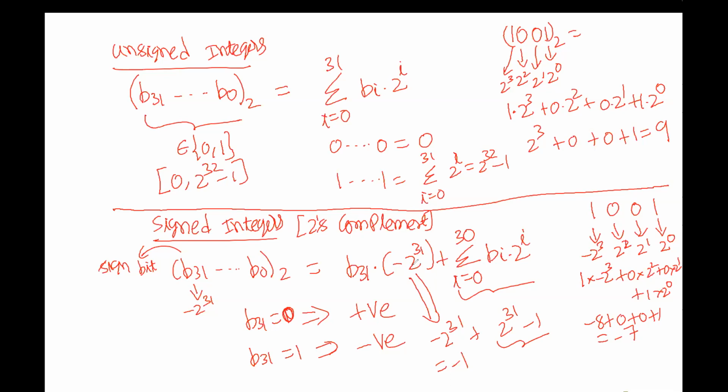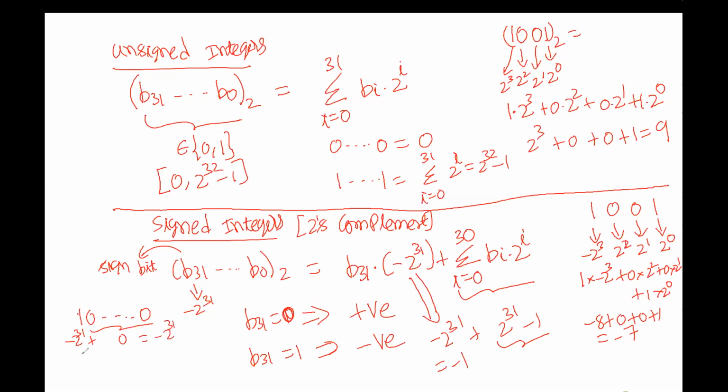So the range: the most negative value will come when all these bits B0 to B30 are equal to 0 and B31 is equal to 1. When it is 1 followed by all zeros, you will have minus 2 power 31, plus the positive value contributed by all the other bits, which is 0. So this is equal to minus 2 power 31.